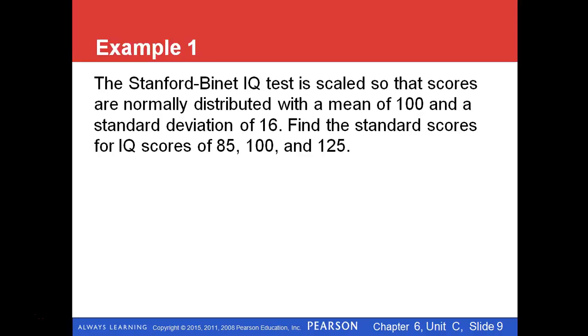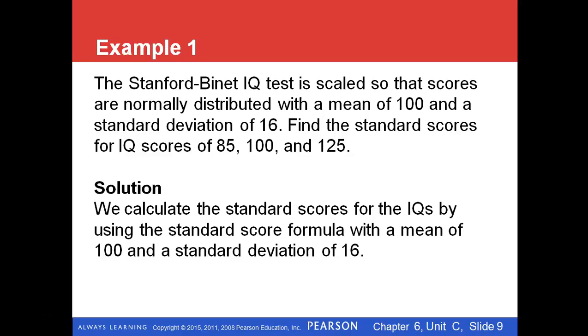Positive or negative values will occur in the z-score world. The Stanford Binet IQ test is a scaled test that has scores that are normally distributed with a mean of 100 and a standard deviation of 16. We want to find the standard scores, or the z-scores, for the IQ scores of 85, 100, and 125. So we will use our formula of the data value minus the mean, all divided by the standard deviation to get our z-score.